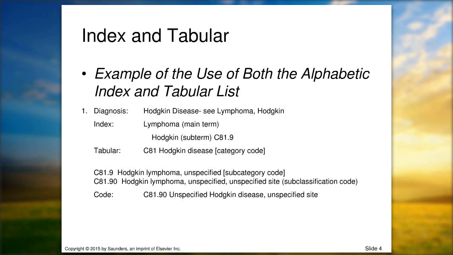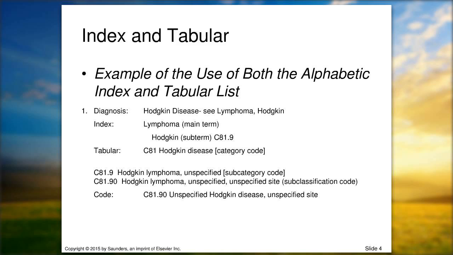So if we turn to lymphoma, you'll notice that lymphoma starts on page 1318. And if you look, lymphoma is the main term. And then if you continue down and you find Hodgkin, which is the subterm, you will notice it directs you to the code C as in Charlie 81.9.